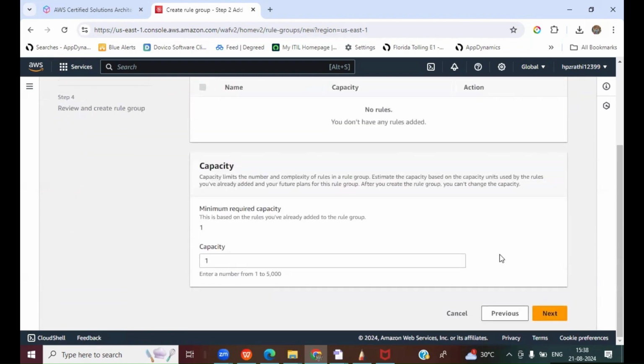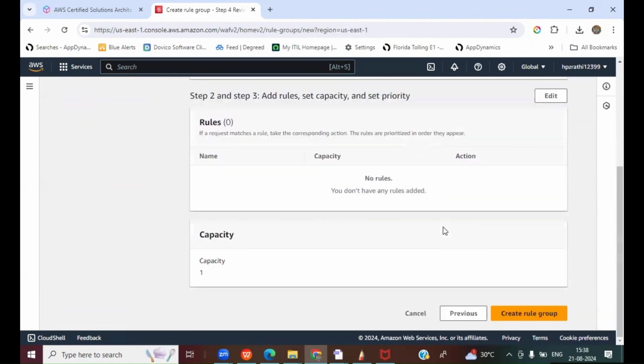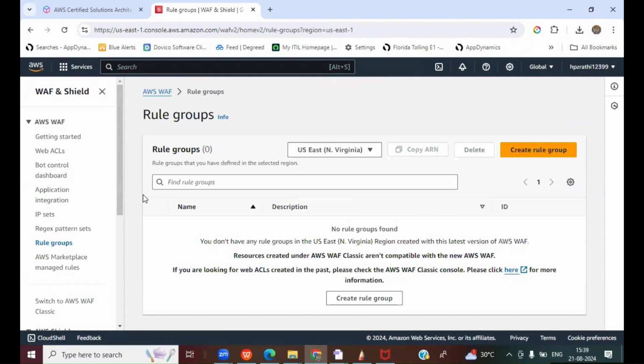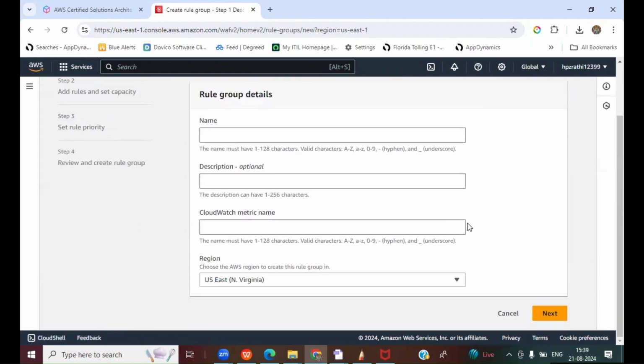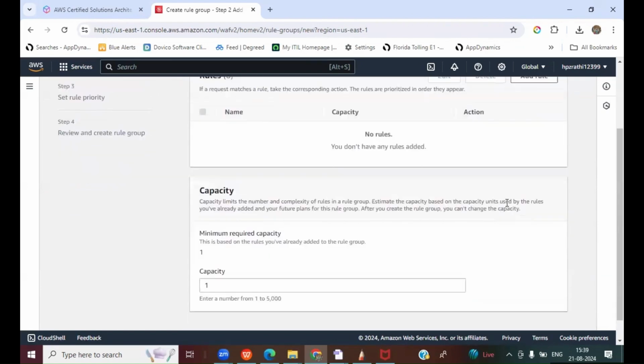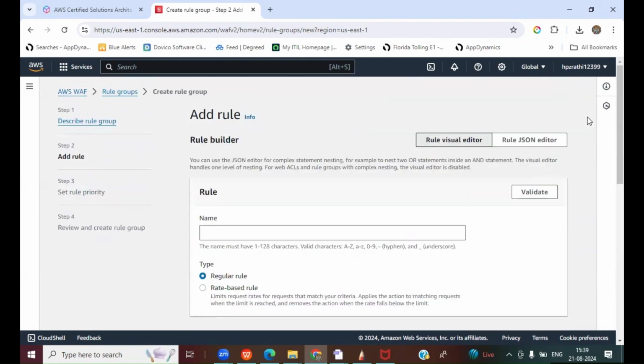So here you can see, okay, this is a rule group. I go back. So I will say create a rule group and give it a name. Okay, now I will click add rule.